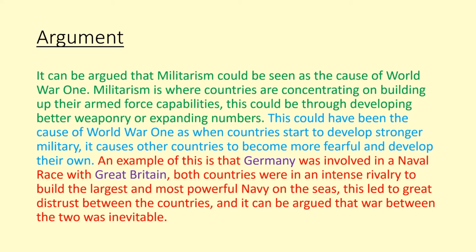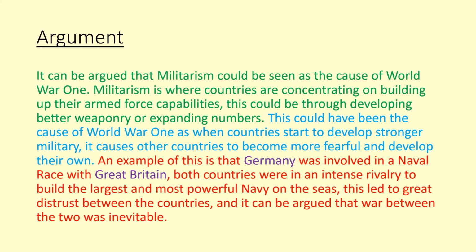And then finally, we're getting into my evidence, where I'm linking it into something that actually happened. So an example of this is that Germany was involved in a naval race with Great Britain. Both countries were in an intense rivalry to build the largest and most powerful navy on the seas. This led to great distrust between the countries, and therefore it can be argued the war between the two was inevitable. So I have then used evidence from what we've been learning and weave that into my answer to back up my explanation. So I'm giving a real life example. Okay, so that would be an example of a solid paragraph.